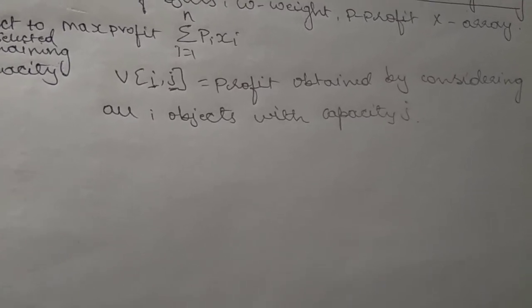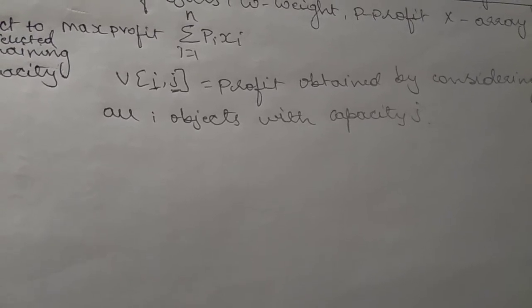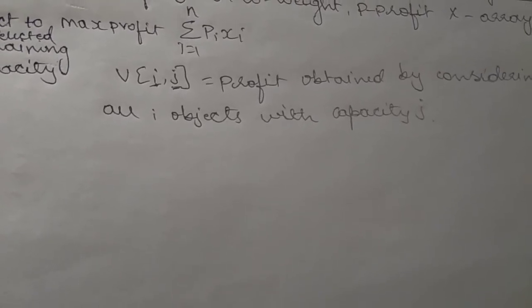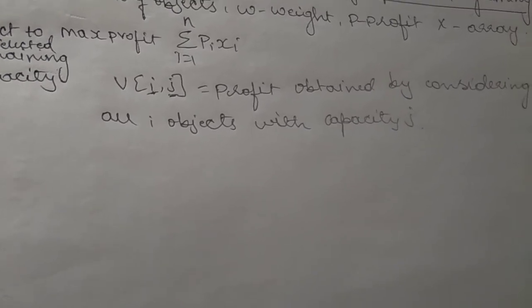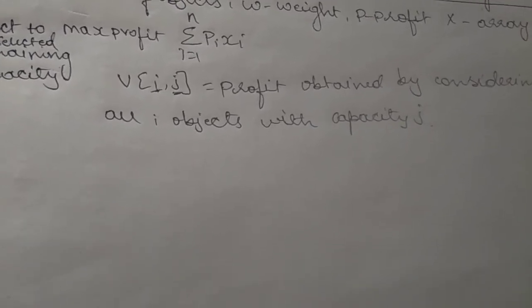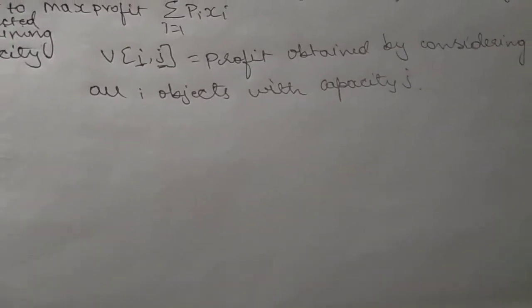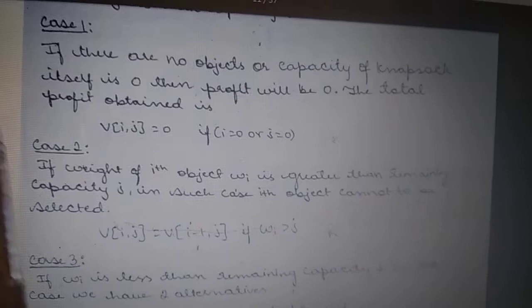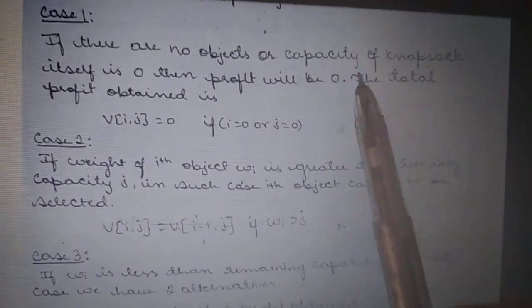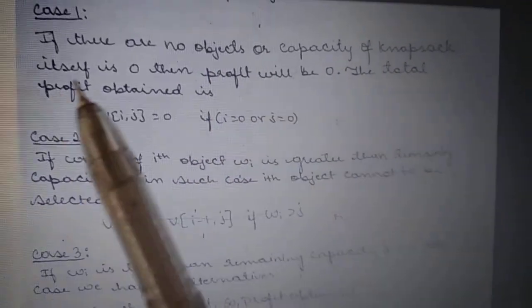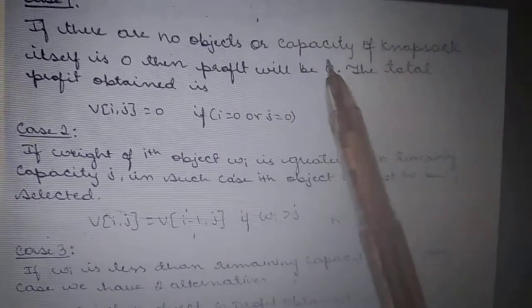Here we have 3 cases. You have to consider 3 cases in order to find out whether to put the value or the weight into the knapsack or not. Let me see the cases. See, the very first case is if there are no objects or the capacity of the knapsack itself is 0. If we don't have any objects, or if the capacity of the knapsack is 0, then the profit will also be 0. If we don't have objects, profit is 0, and if knapsack capacity is 0, profit is 0.